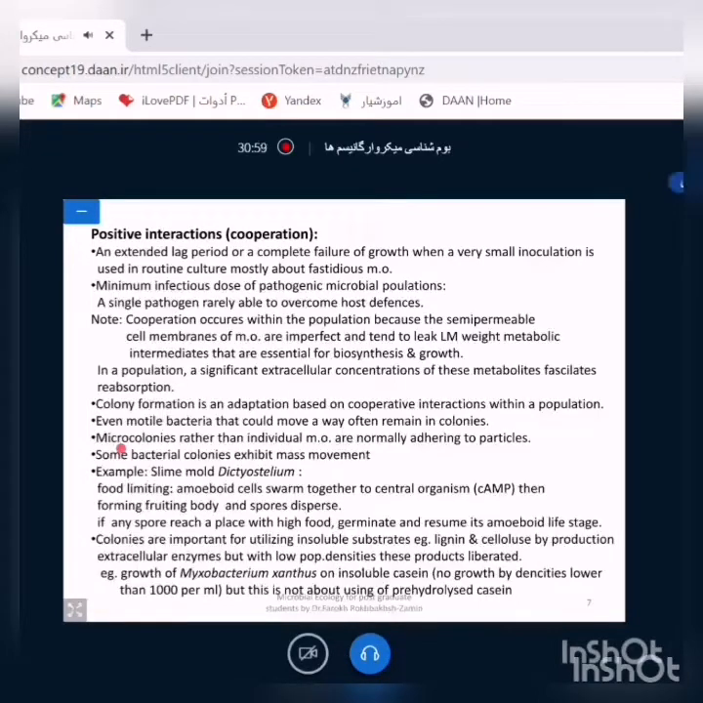So again, microcolonies or colonies on a solid surface or liquid surface give advantage, give power. To have a microcolony or colony is a positive interaction in the population. It is cooperation.